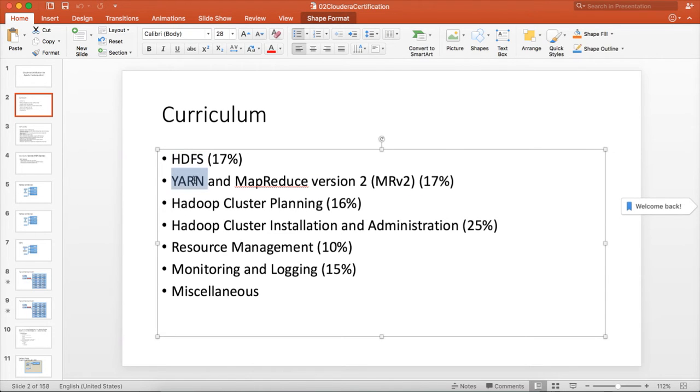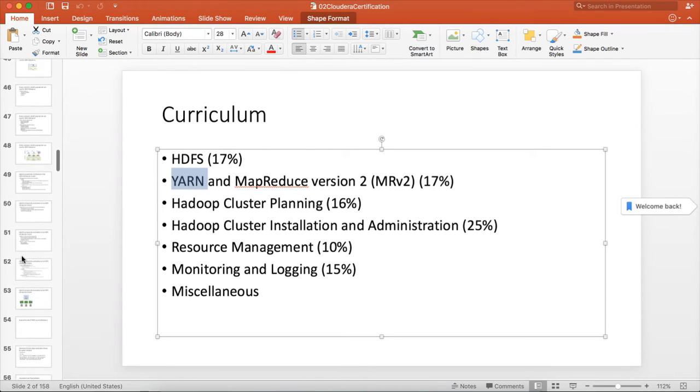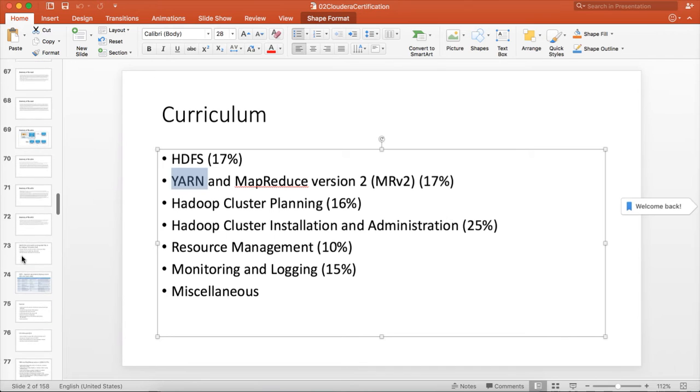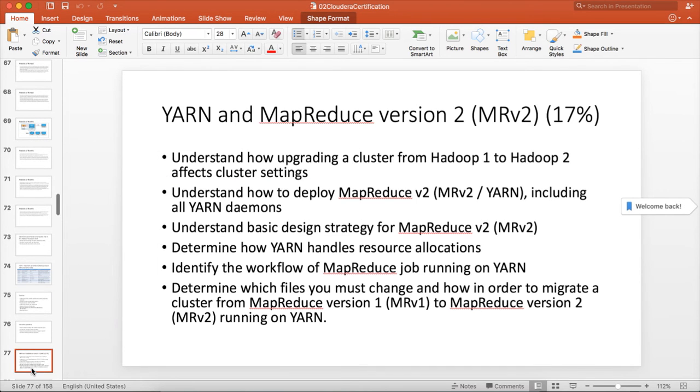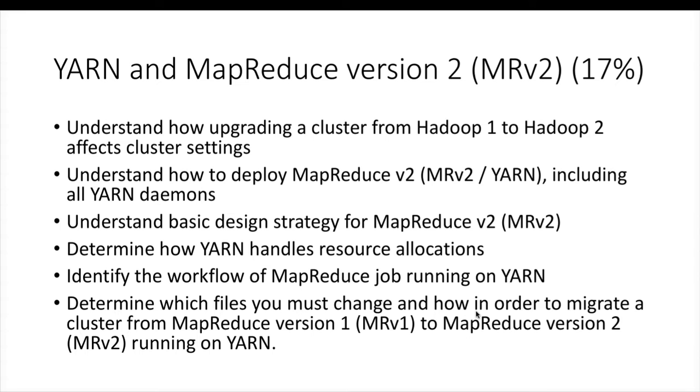Now we are going into the second category, YARN and MapReduce version 2. It has 17% weightage, and it is also very important with respect to the job, not only for the certification. So this category has 6 items.